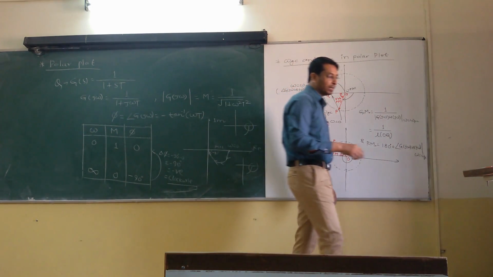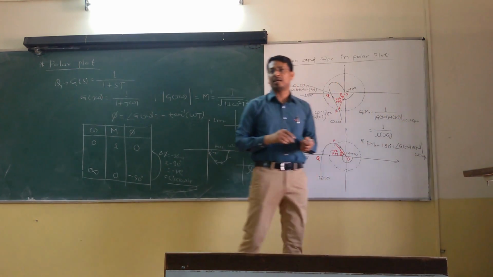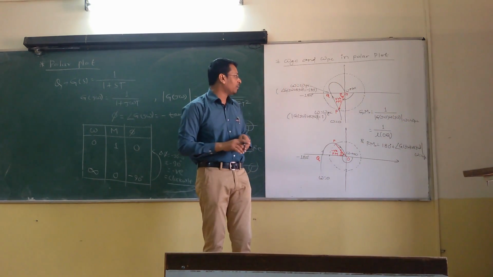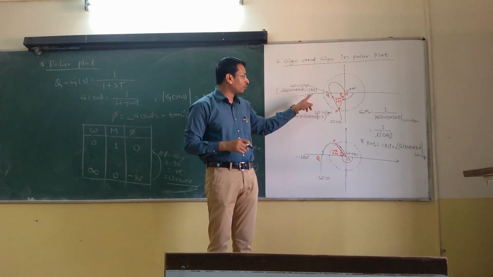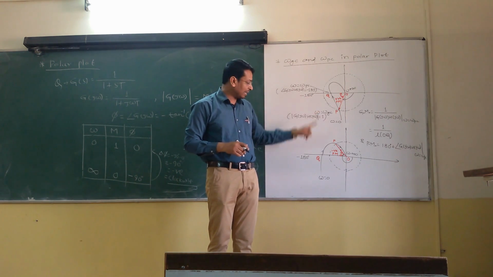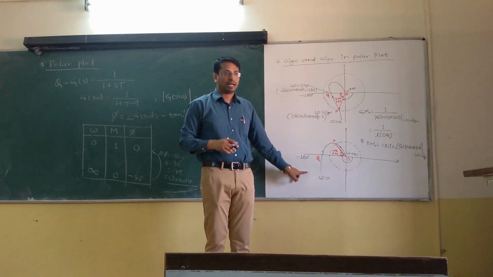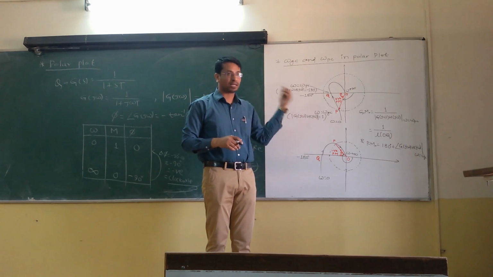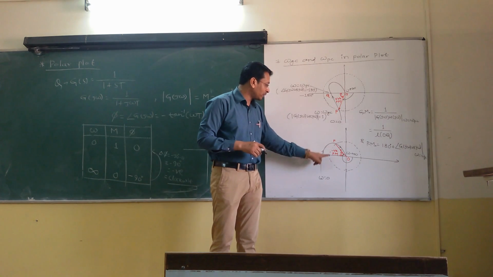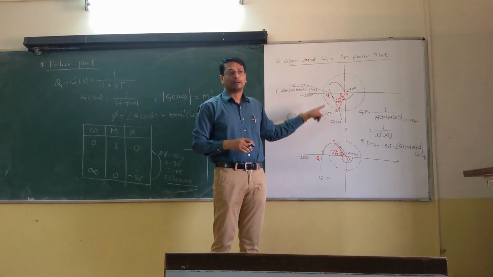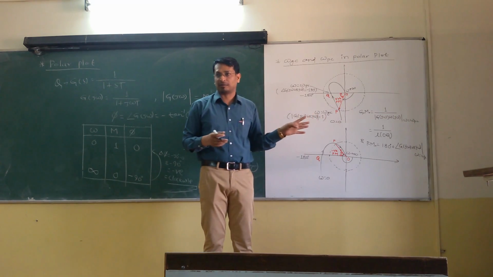Now, how to define the gain crossover frequency and phase crossover frequency in the polar plot. I have taken two examples, but I am going to focus on the first example first, and then we will move to the second example. You have to conclude, with the information provided by me, whether both of these curves are unstable, or both are stable systems, or whatever it is.